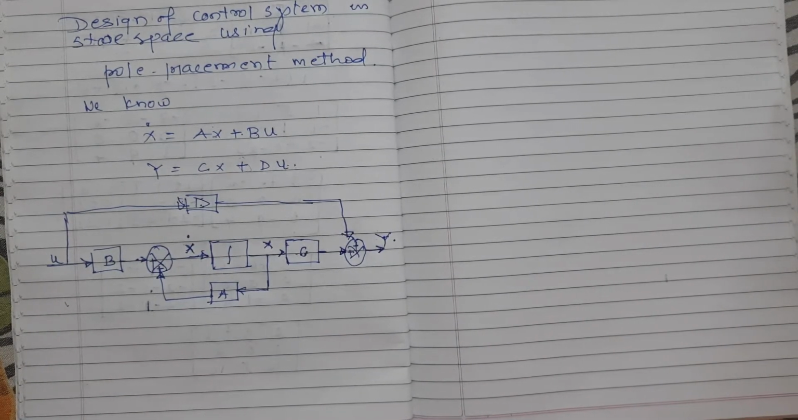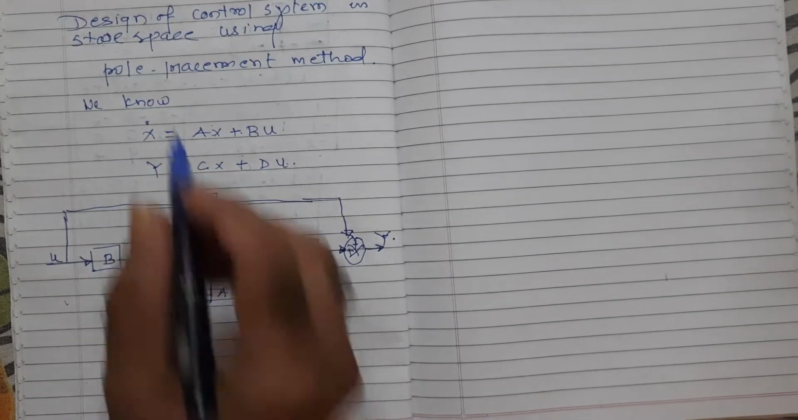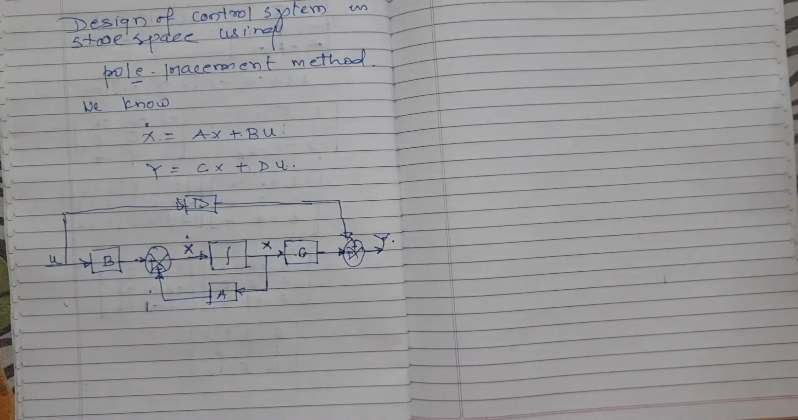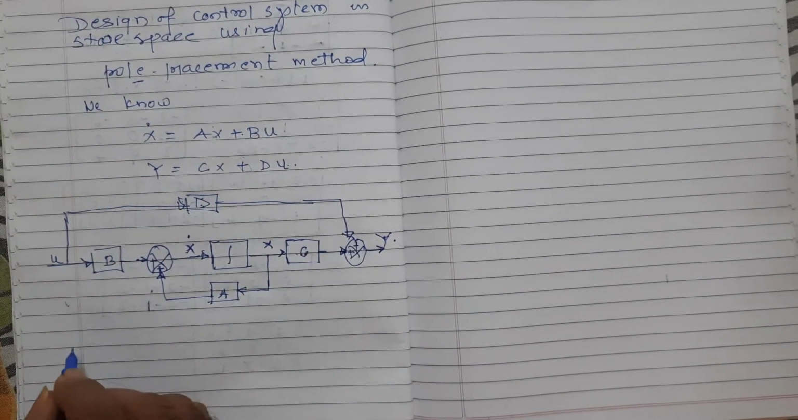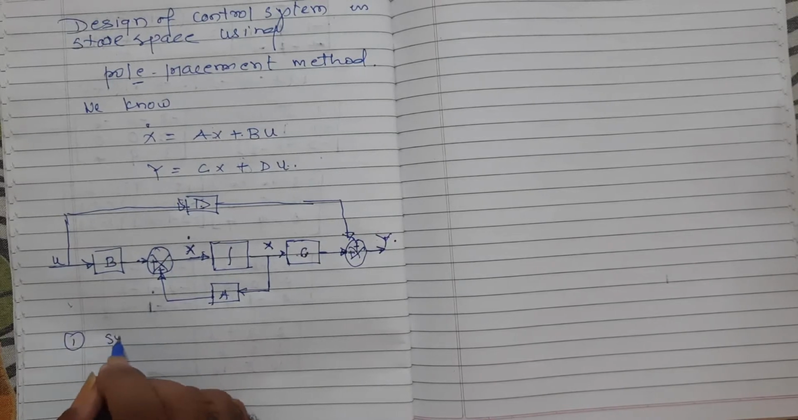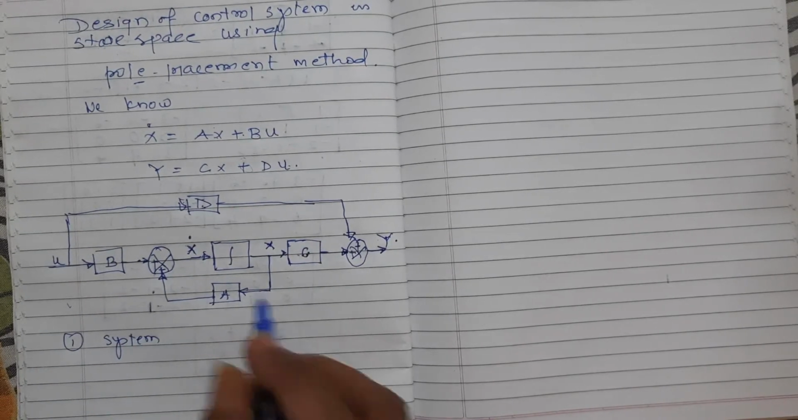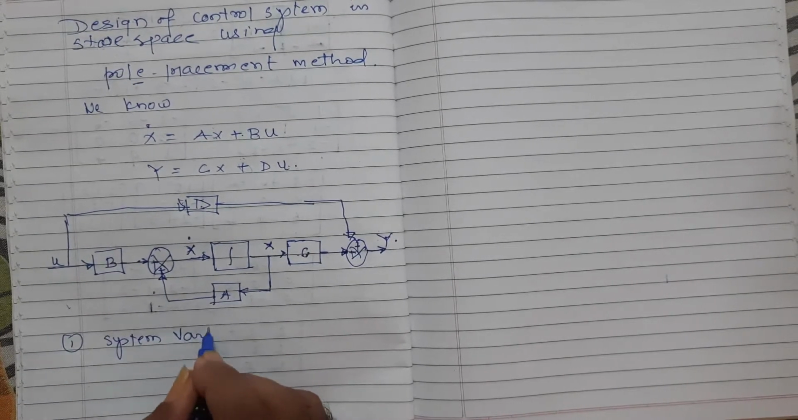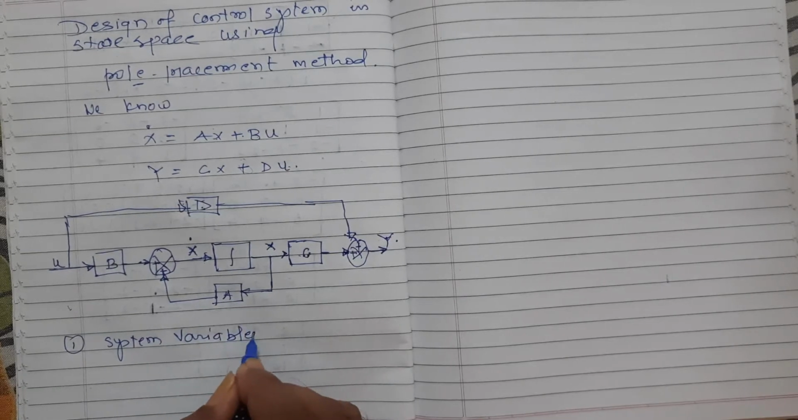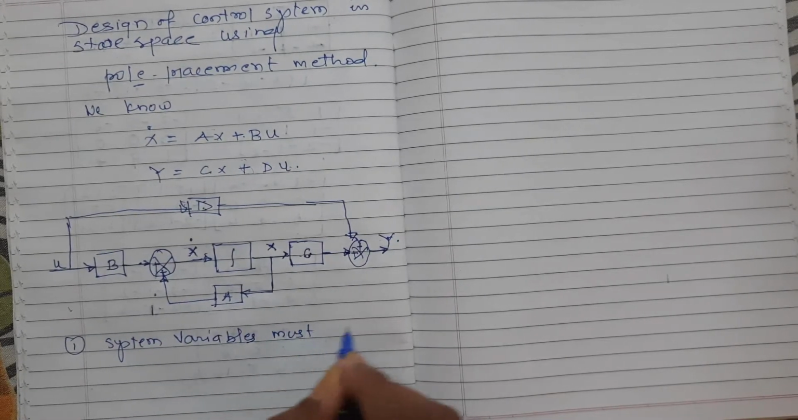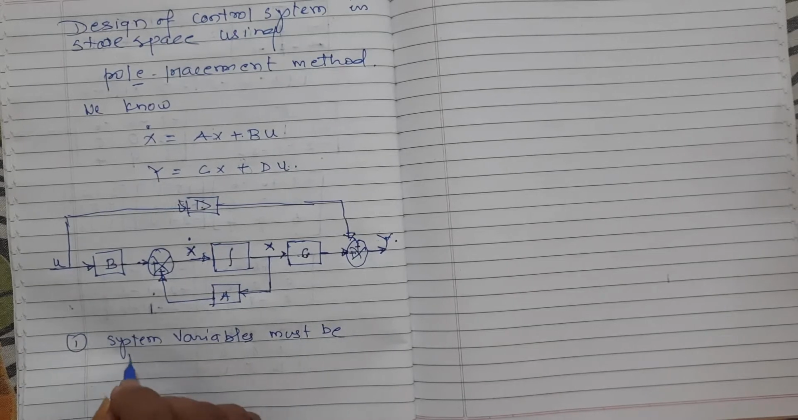Now see here, in the pole placement method, the first requirement is that the system variables must be measurable.